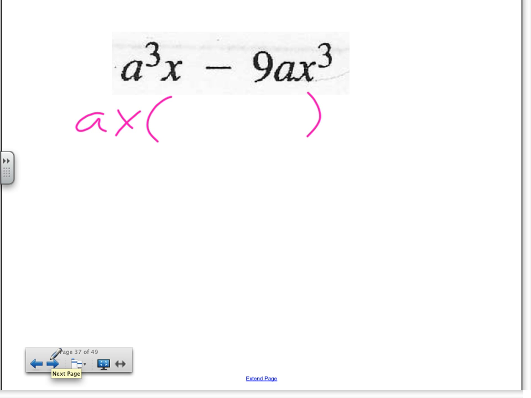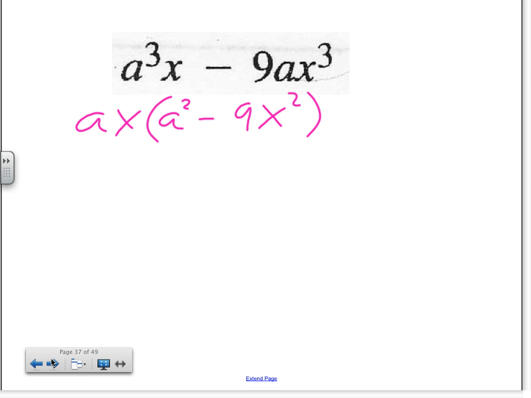What do we have left? A squared minus 9x squared. You see that? Okay, after GCF, now what? No, we're still doing two terms, right? Still doing the two-term branch. So you're gonna stick with that.